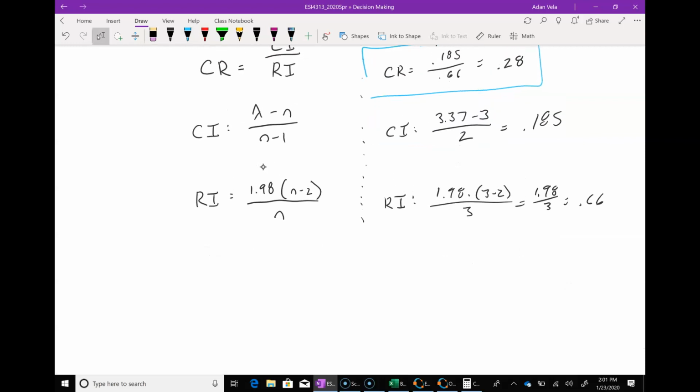Now this isn't my area of research, so if you ask me why they did that, I can't tell you. But the basic premise is this: you want your consistency ratio to be as low as possible. If your CR is less than 0.1, the level of inconsistency is deemed acceptable.